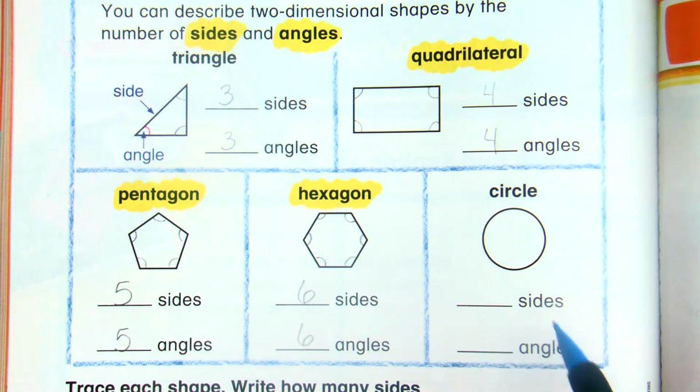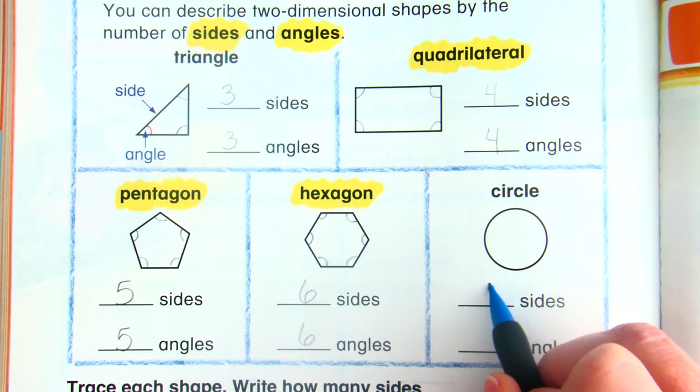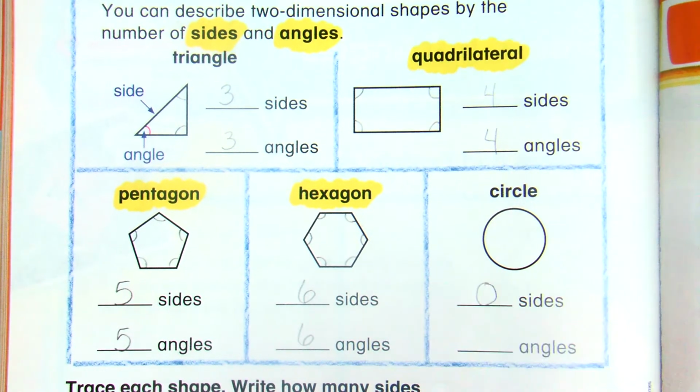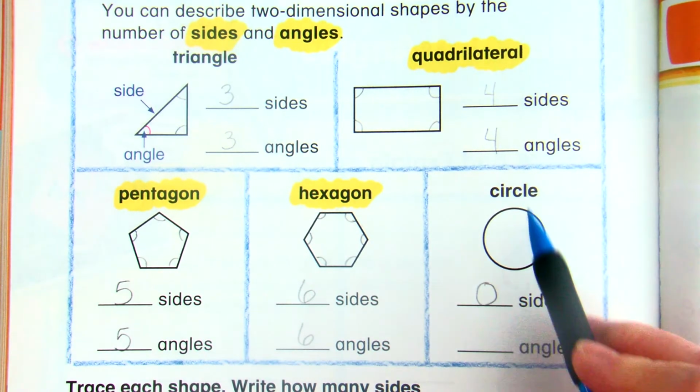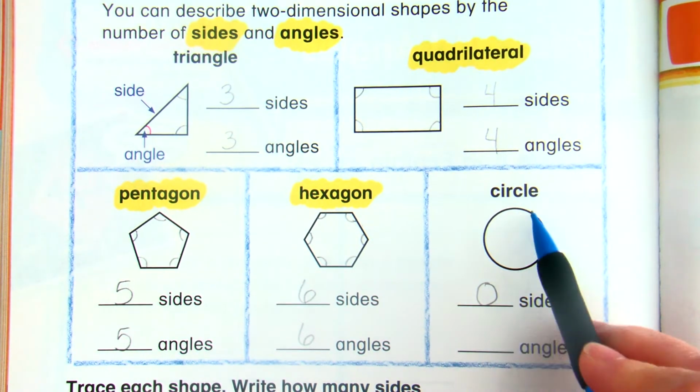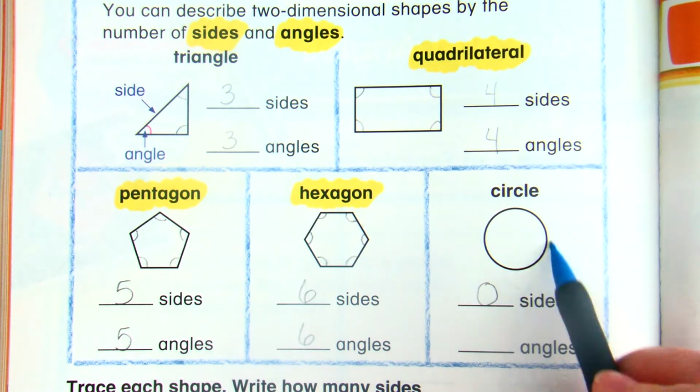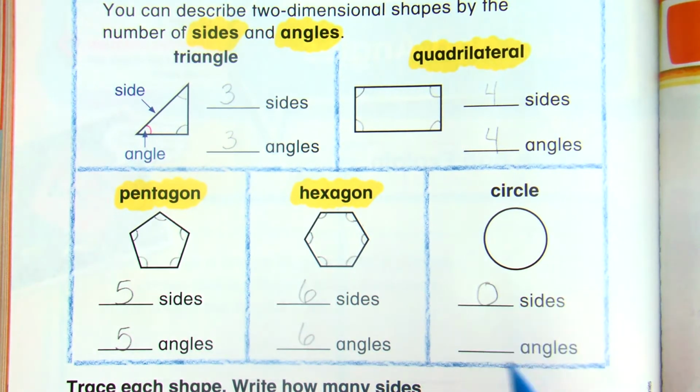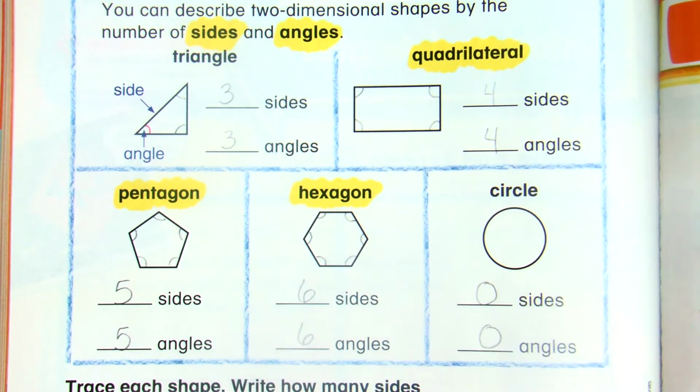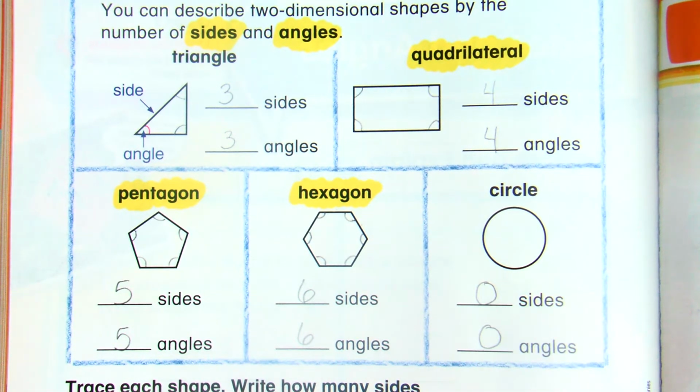Let's look at our circle. Our circle has 0 sides. It doesn't have any straight lines at all. It's one big curved line. So therefore, it has 0 angles, okay? We don't have 2 line segments coming together at all on a circle. So 0 sides, 0 angles.